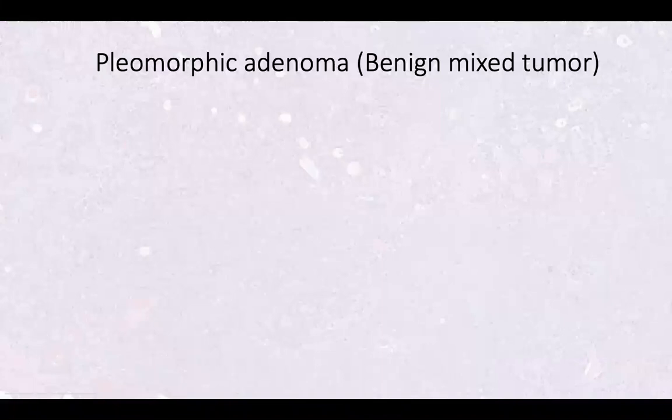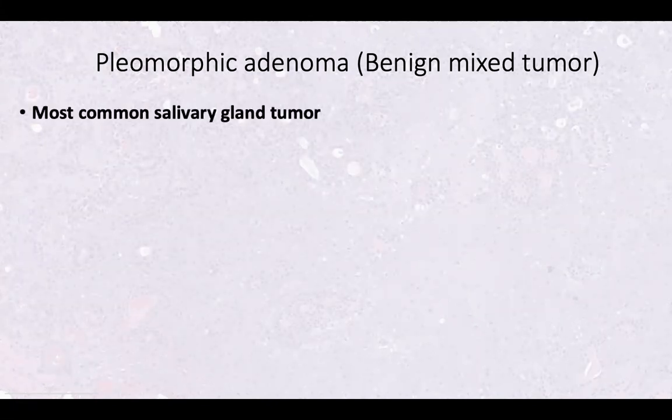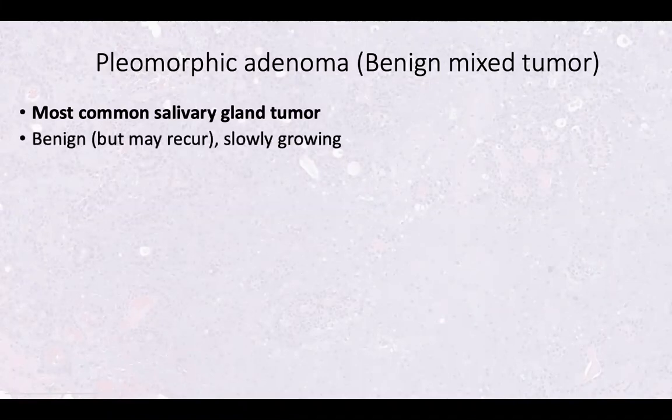So pleomorphic adenoma, you might also hear the term benign mixed tumor. And I guess it's mixed because it can have mixed amounts of cells and stroma. It can have different mixed types of stroma. So these things can really have a bunch of different appearances. So it is the most common salivary gland tumor, represents about 60 to 70% of salivary gland tumors, so very common. It's benign, we consider it benign, but they can recur. And there is this weird entity known as metastasizing pleomorphic adenoma.